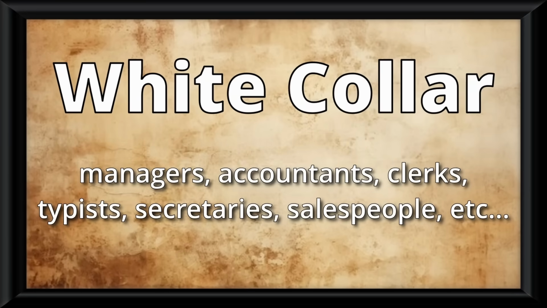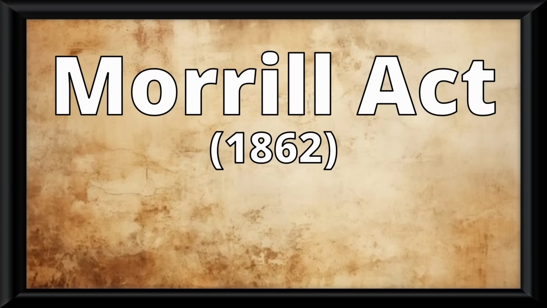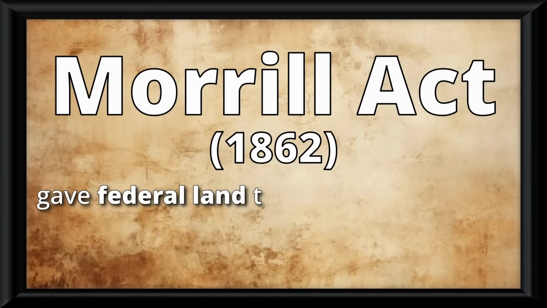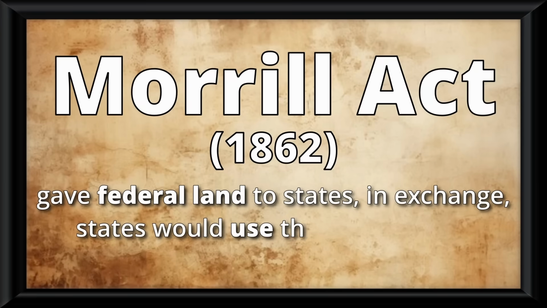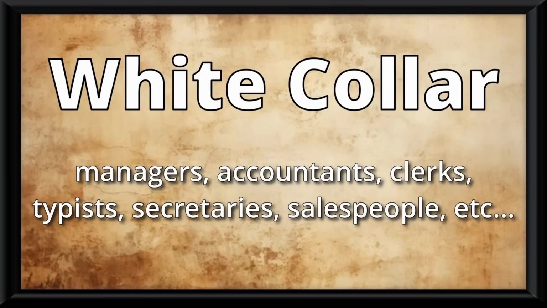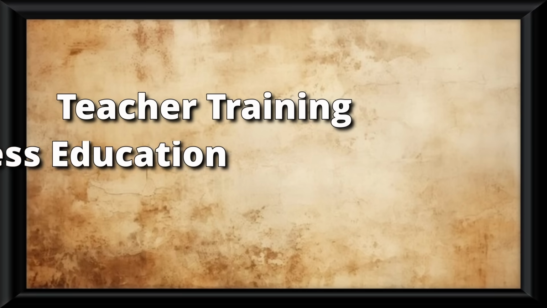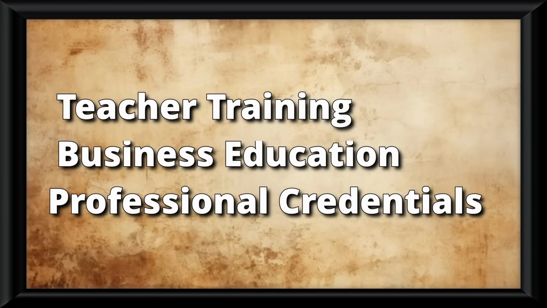Lots of these jobs require a formal education to understand them, which is where the Morrill Act of 1862 comes in. This act gave federal land to states, and in exchange, the states would use the land to build institutions like colleges to teach all the skills needed for these white-collar jobs. This is where we start seeing teacher training or business education and a new importance to professional credentials.